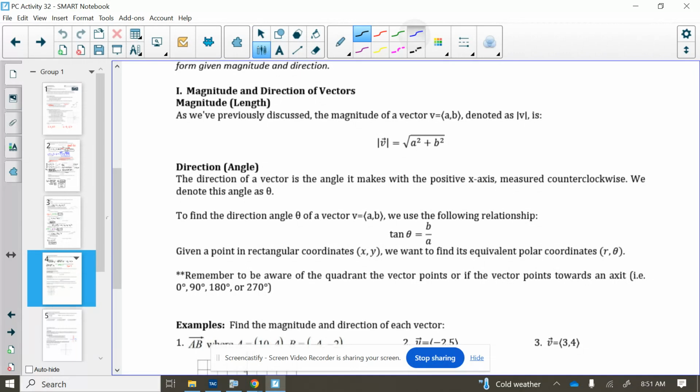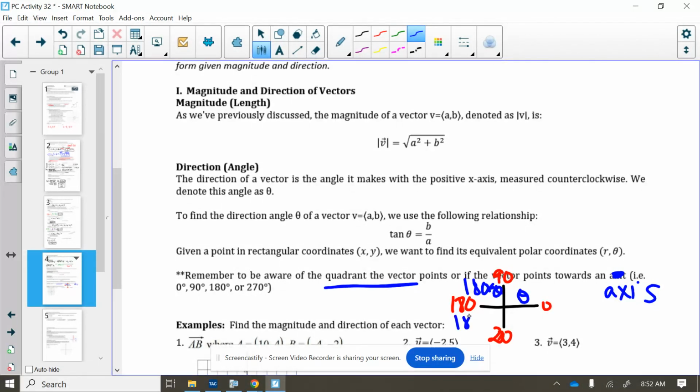You want to think about that as you are here. Or is it pointing towards an axis value? So is it pointing towards 0, 90, 180, 270, something like that? Going back to some things we've talked about, is it pointing on an axis? Or is it pointing towards quadrant 1, 2, 3, or 4 where you might have to adjust? Okay, so keeping all of that in mind.